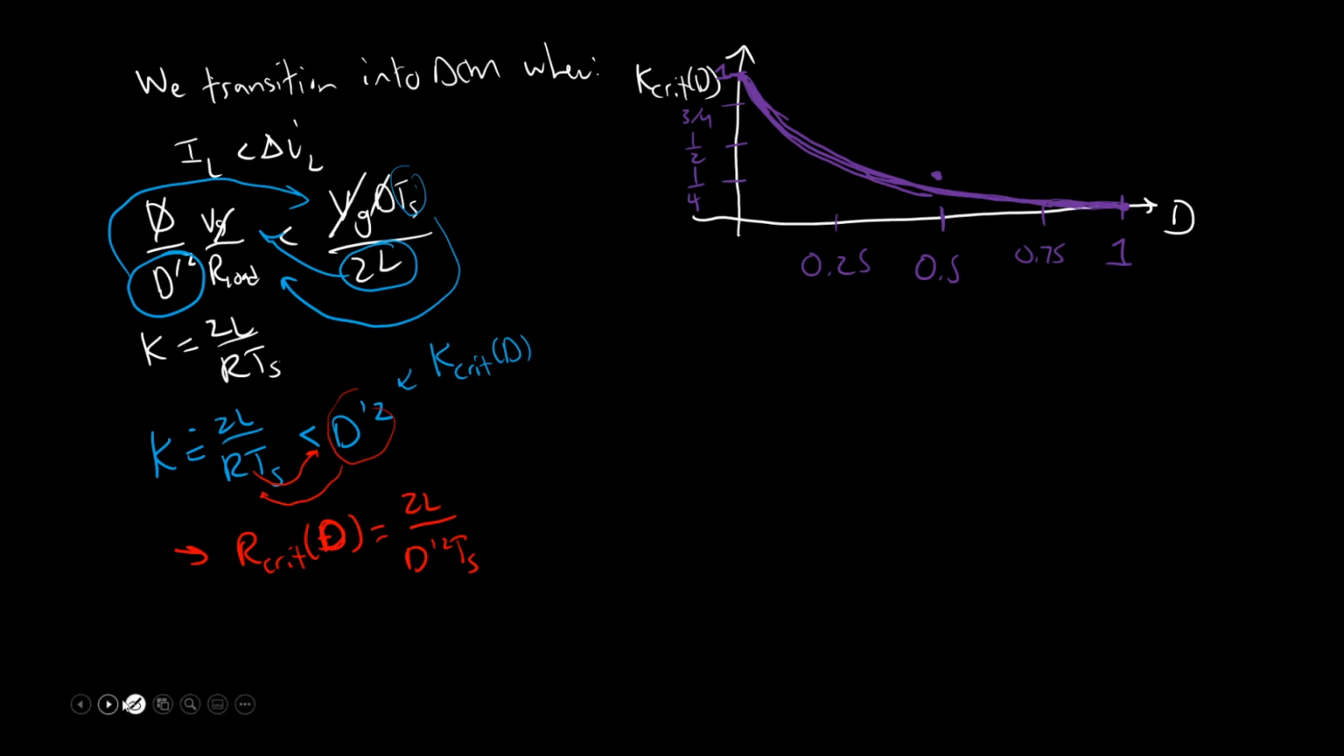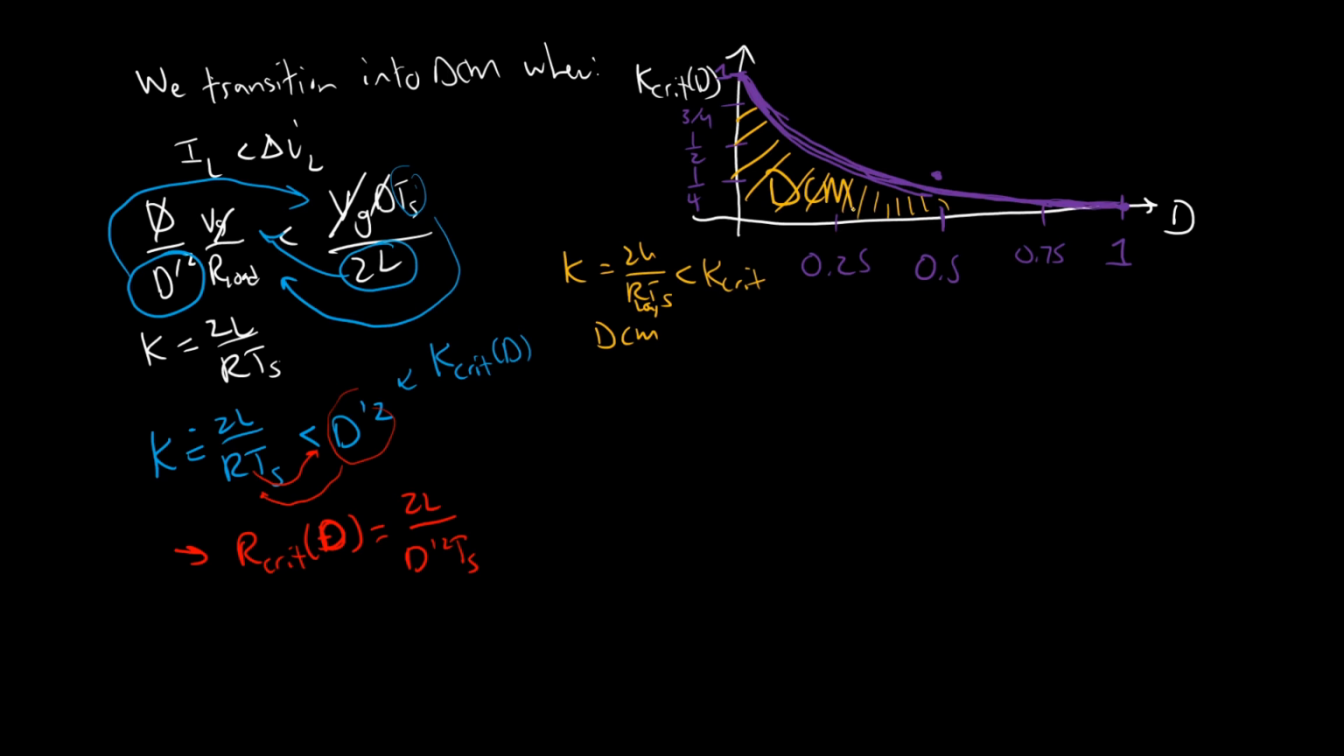Again, just to reiterate, when K, which is equal to 2L over R Ts, where R is the load resistance, is less than Kcrit, we're in DCM. That's what this whole reasoning came to. When this variable 2L over R Ts is less than some critical value, in this case a function of D prime squared, we're in DCM. So when we're below this line, we'll be in DCM. This is the DCM world.